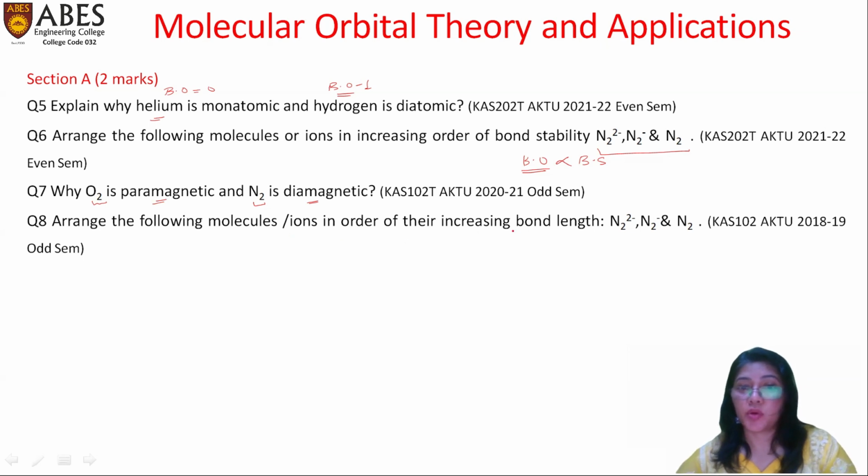Now, the next question is about arranging these molecules and ions according to bond length. Since it is a 2 marks question, this can be done in a similar way. We can write down the configuration of all these molecules and ions, calculate the bond order, arrange them according to their bond order, and then arrange them according to their bond length. As we are aware that bond order and bond length are inversely proportional, the sequence given by the bond order of these molecules and ions will be just reversed for the bond length sequence.